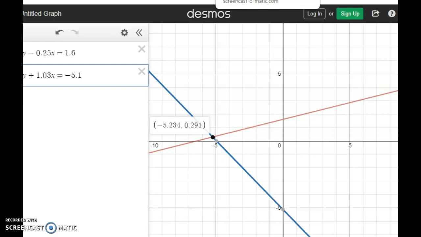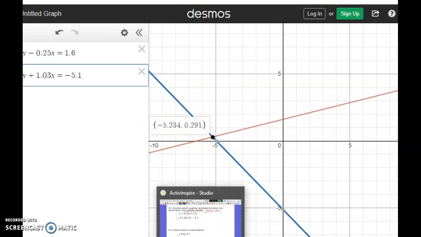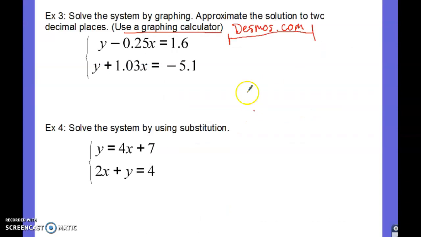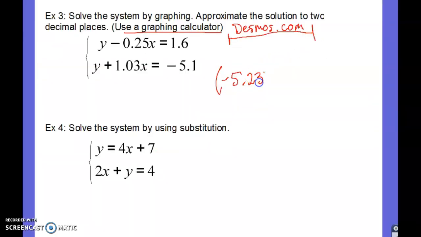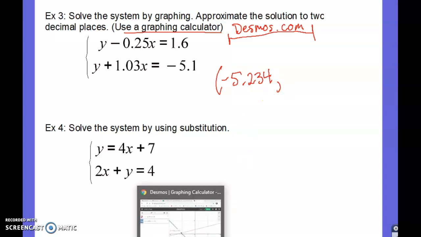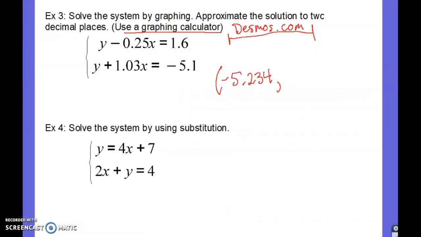There's really no other math to do. Just double check that you typed it in correctly, which is what I'm doing right now. And then this is your final answer. So back to my notes. We just figured out that x was negative 5.234. I know it says 2 decimal places, but I think you know me by now, I like 3 decimal places. And y is 0.291. Alright, make sure you pause the video before I end it, because I'm going to move on to a new video.